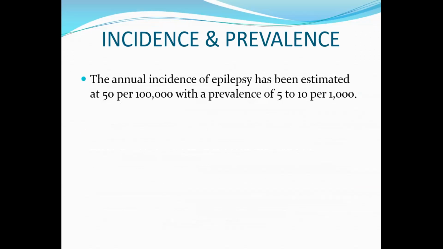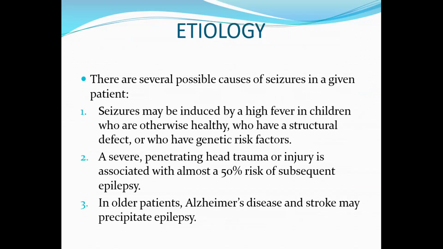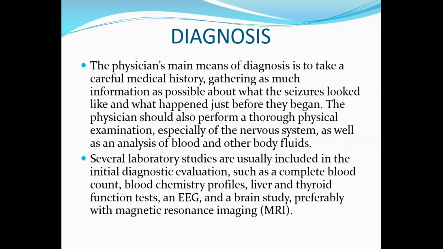The annual incidence of epilepsy has been estimated at 50 per 1 lakh, with the prevalence of 5 to 10 per 1,000. Etiology. There are several possible causes of seizure. Seizure can be induced because of high fever in children, someone who has a structural defect, or somebody having a genetic risk. A severe penetrating head trauma or injury is also associated with almost a 50% risk of subsequent epilepsy. In older patients, Alzheimer's disease and stroke may precipitate epilepsy.